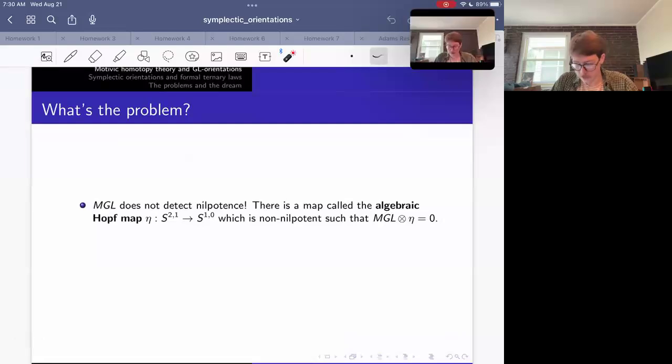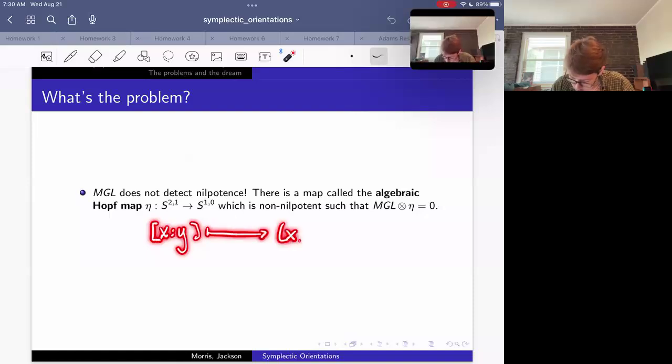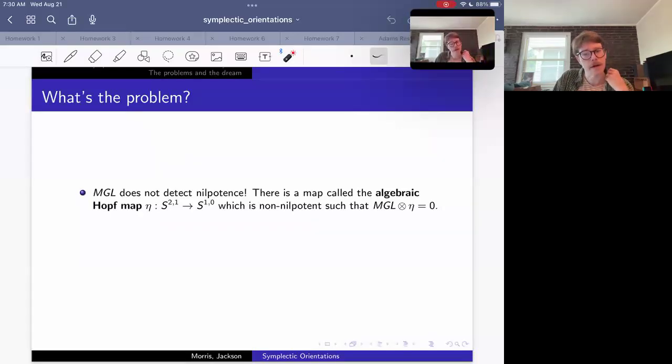The problem that I was alluding to was that MGL doesn't detect nilpotence in the motivic homotopy category. There's a map called the algebraic Hopf map, which looks like taking points in P1 to their coordinates. And this map is not nilpotent in the stable stems, but MGL tensor with eta is 0. In fact, if I have any GL-oriented spectrum, then when I tensor with the Hopf map, I get 0. It's actually an if and only if. It's a way of detection.